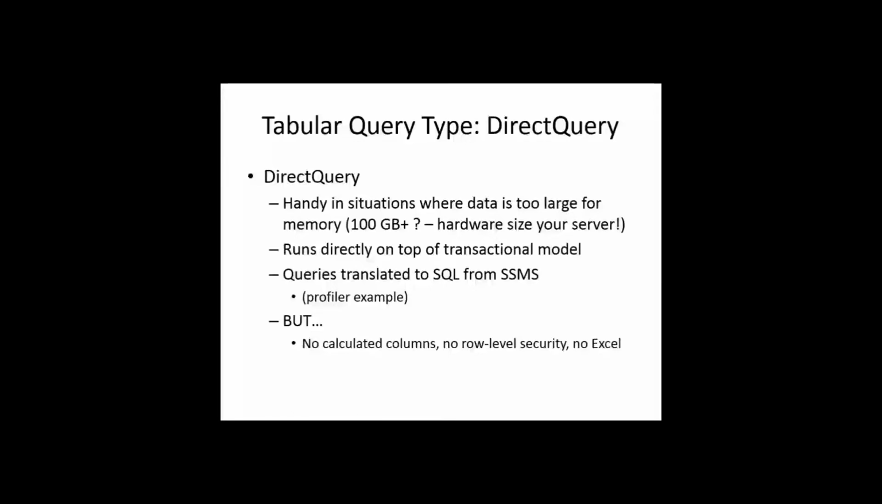So there are no calculated columns and there's no model security. The security is handled at the database level. So if you wanted to do something like dynamic security, you'd have to do it at the database engine level and create some roles to make sure that you can only see what you want to see. In my opinion, not having Excel is probably the biggest pain about DirectQuery.